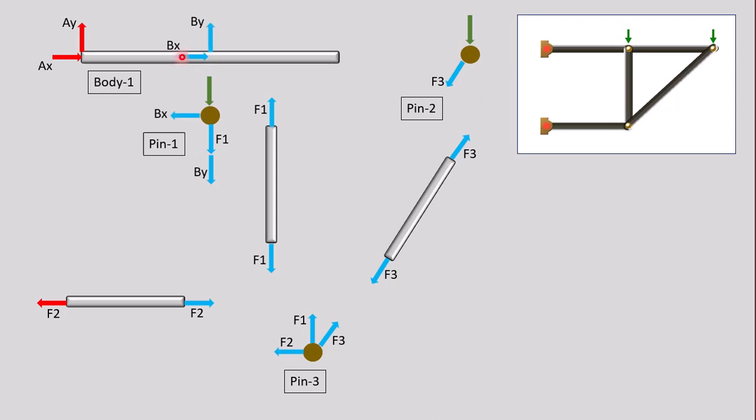At this pin, just because it's a multi-force member, we have to add Bx and By, and we add the action-reaction pair force Bx and By at the top middle pin. Multi-force member, add 2 forces, Cx and Cy, and then add them at the pin, Cx and Cy.